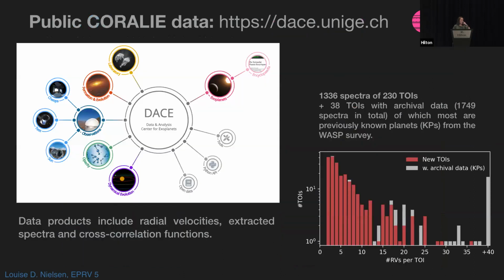So I want to quickly advertise that the Swiss group has a very nice website called DACE, where a lot of these radial velocities will be uploaded. And we did a big data release, I think around 1.5 years ago, of around 1,300 spectra of TOIs that are all publicly available now.